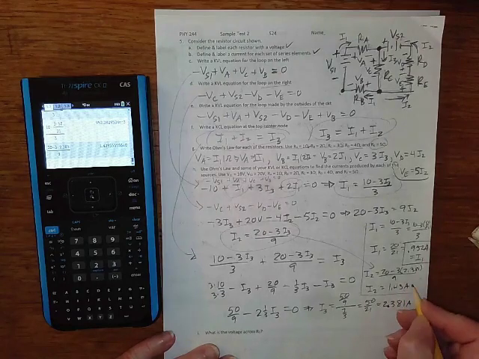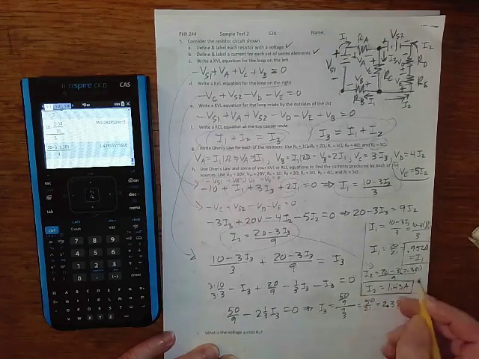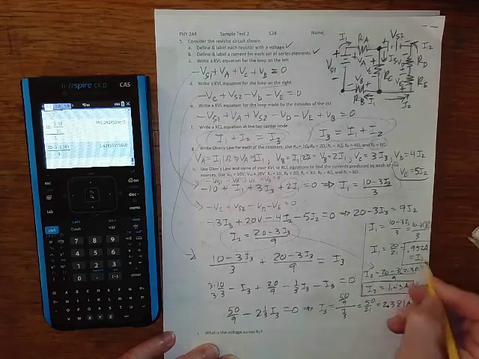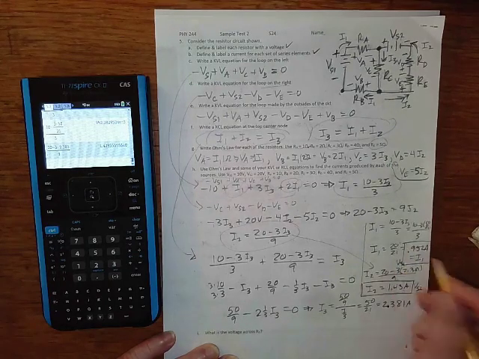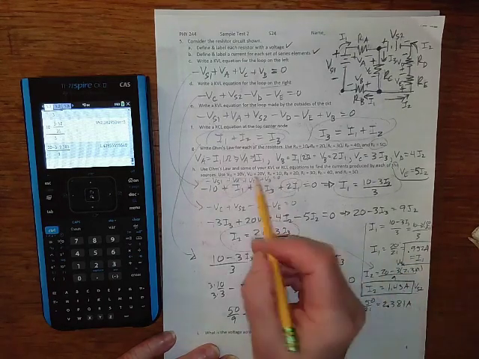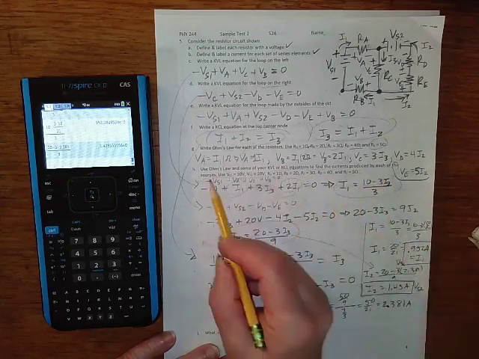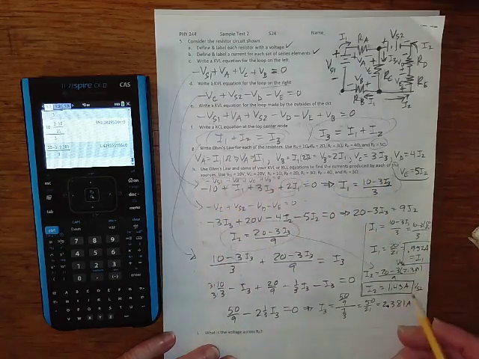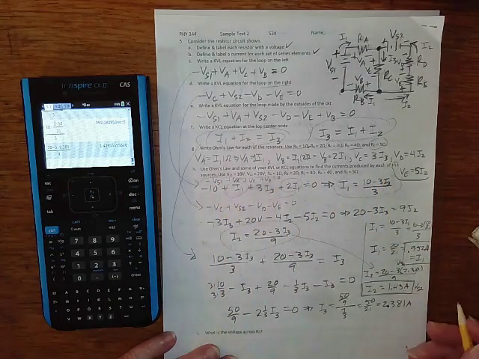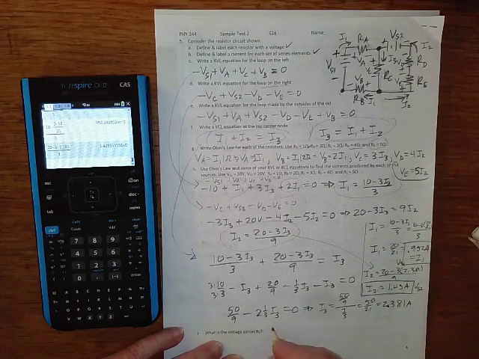So we've got our two things here. This is the VS2 current, and this is the VS1 current. And that's what we're asked for: find the currents produced by each of the sources. Good. Whew. Okay. And then, what is the voltage across RD?